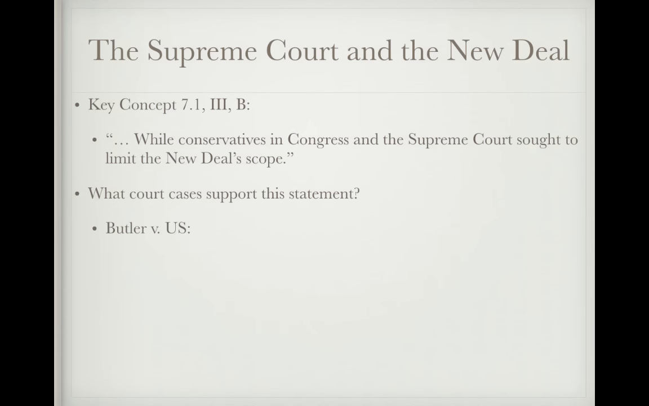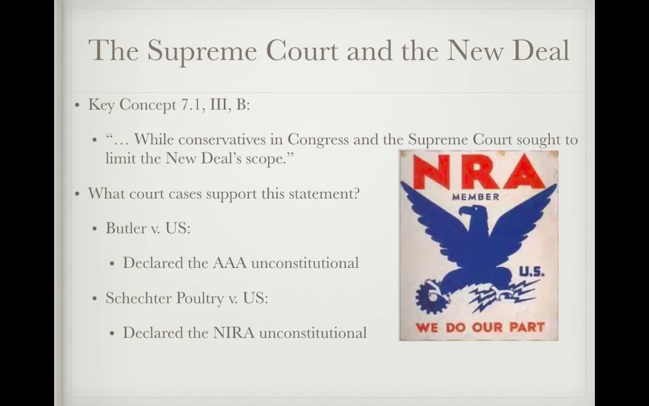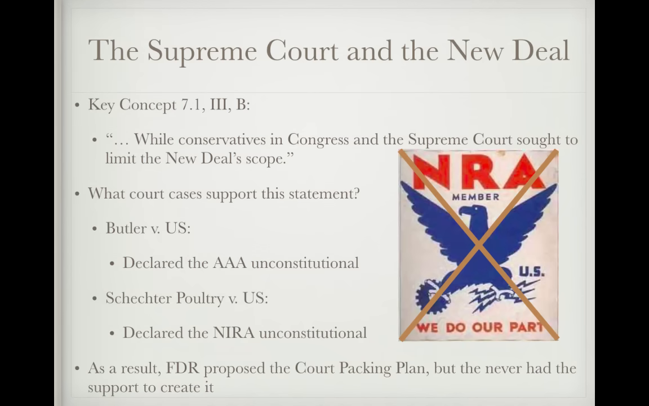One, Butler versus the United States. This declared the AAA unconstitutional and said, you know what, farmers? You cannot be paid not to grow. Schechter Poultry versus the United States. This declared the NIRA, which created the National Recovery Administration, unconstitutional. See you later, Blue Eagle. Bye-bye. As a result, FDR is going to propose the court packing plan, but he never had the support to create it.